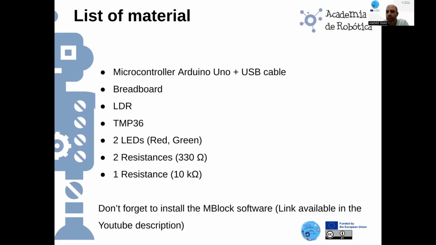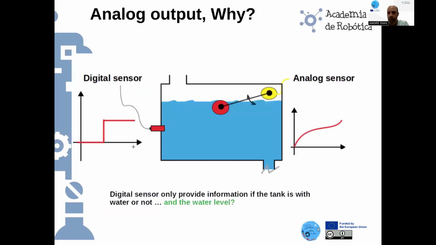Here is the list of material that you need to have for today: the Arduino microcontroller, the breadboard, the LDR sensor, the TMP36, two LEDs, red and green, two resistors of 330 ohms, and one resistor of 10K. And also, don't forget to have the block software for developing the code and the integration with Arduino.